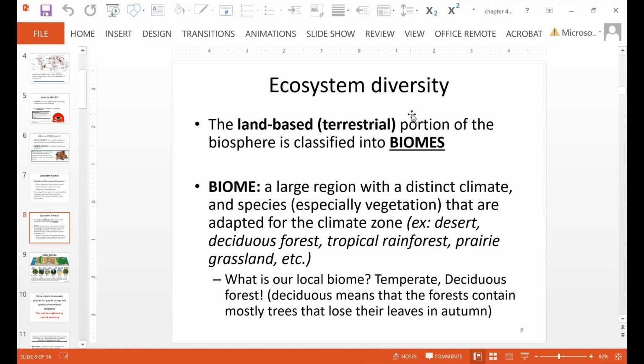Land-based or terrestrial portions of the biosphere are classified into what we call biomes. Biomes are large regions with a distinct climate and species, especially vegetation, that are adapted for that climate zone. For example, a desert, a deciduous forest, a tropical rainforest, prairie grasslands. So, what is our local biome? It is a temperate deciduous forest. Deciduous means that the forests contain mostly trees that lose their leaves in autumn.